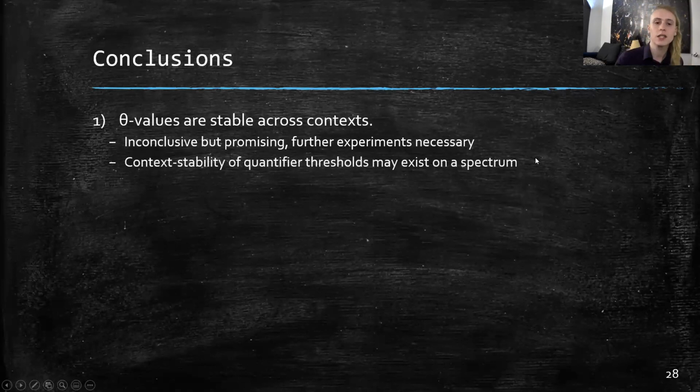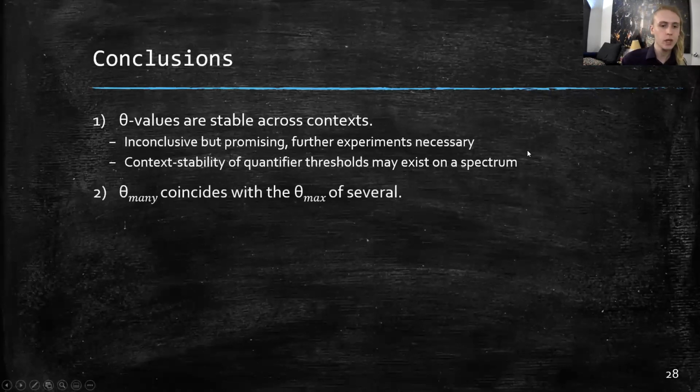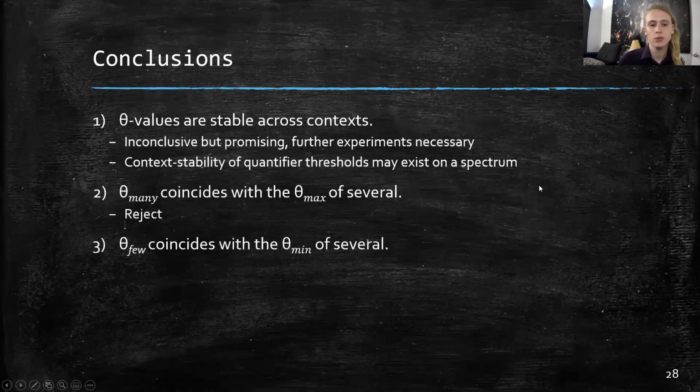Additionally, we see that the context stability of quantifier thresholds might exist along a spectrum. So we have our theta many and our theta several min were very consistent, right? Theta few is a little bit less so, and theta several max being even less so. So it's possible if we take a wider survey of lots of different quantifiers that we'll see a spectrum of context stability. And again, for hypotheses 2 and 3, we're pretty much going to reject them. Those models didn't do very well in their goodness of fit, and we don't really see any overlap in the credible intervals there.